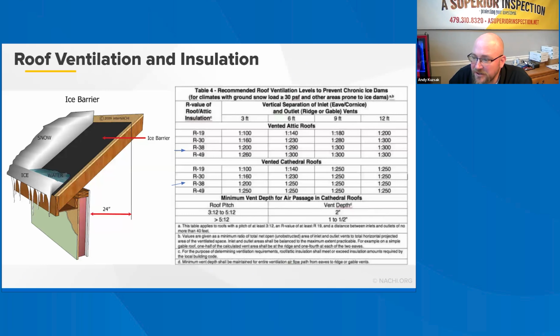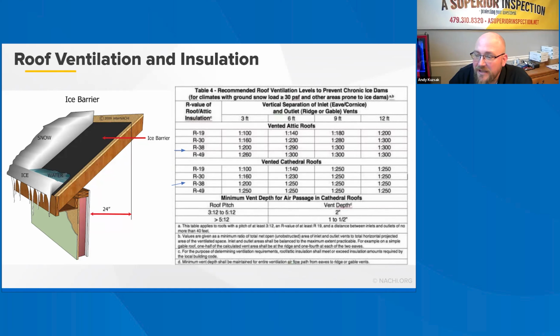Air leakage from the interior into the attic also introduces moisture. So if significant interior air leaks into the attic, attic ventilation may not be sufficient to prevent attic moisture and condensation problems. For enhanced protection against the formation of ice dams, Table 4 on the right-hand side provides recommended levels of insulation and vent area ratios as a function of venting layout.